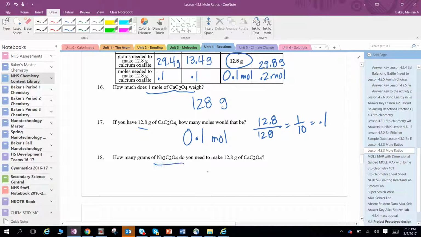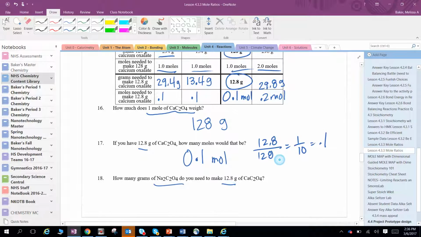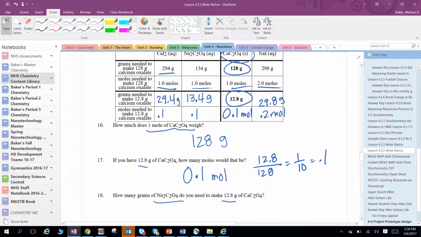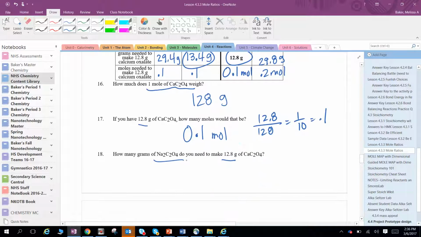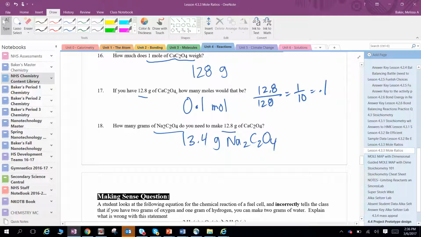And the last one, how many grams of the sodium oxalate do you need to make 12.8 grams of the calcium oxalate? So let's look at our little chart. According to our chart, we need 13.4 grams of sodium oxalate. All right, and that's what you missed if you missed this lesson.